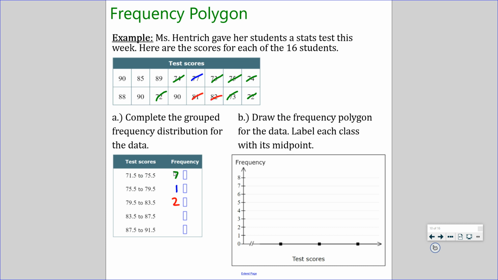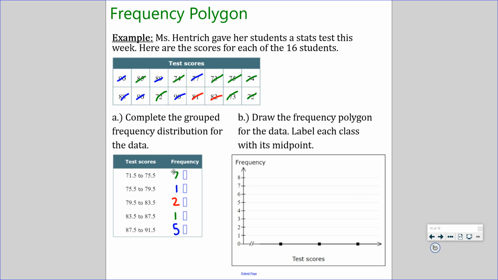83.5 to 87. Man, this must have been a hard test. Oh, sorry, 83.5 to 87, 1. And lastly, the 87.5 to 91: 1, 2, 3, 4, 5.